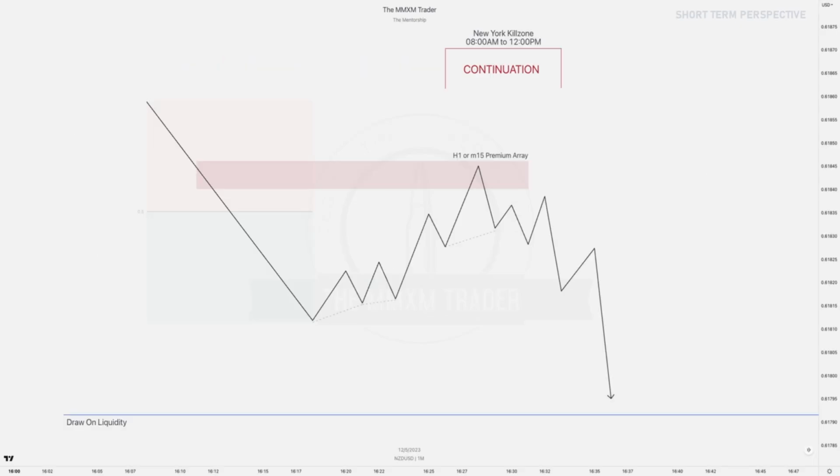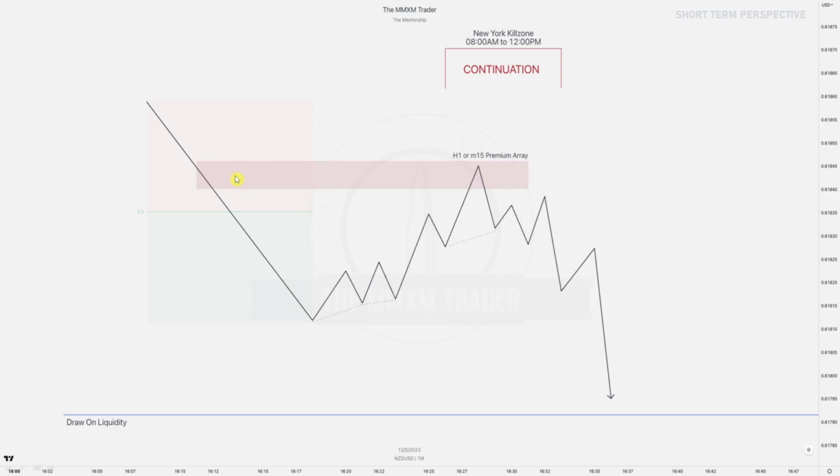All right, we've got a crude depiction for our short-term perspective bread and butter model, right? Remember, time is very important, so we're going to be looking for that setup in New York kill zone 8 a.m. to 12 p.m., right? For that continuation or reversal. Now over here, we've got a continuation pattern, and basically what you're looking for is premium and discount levels. So you draw out your range, right? If you're looking for shorts, you're looking for a premium array, obviously.